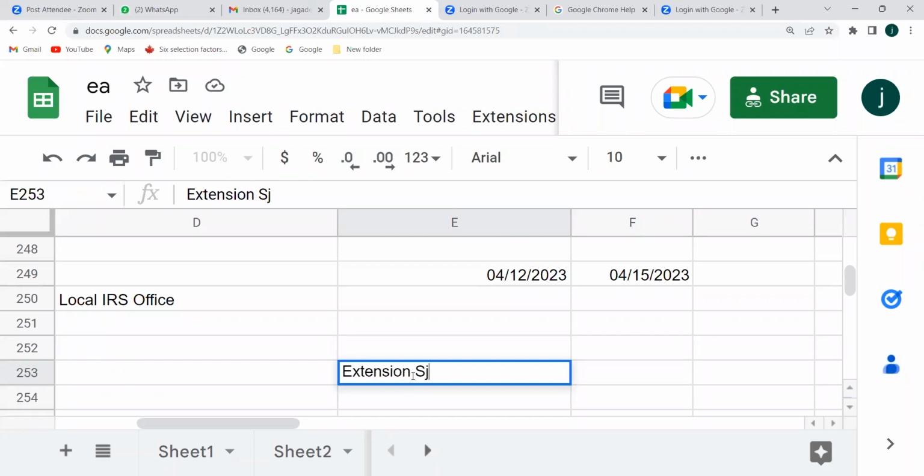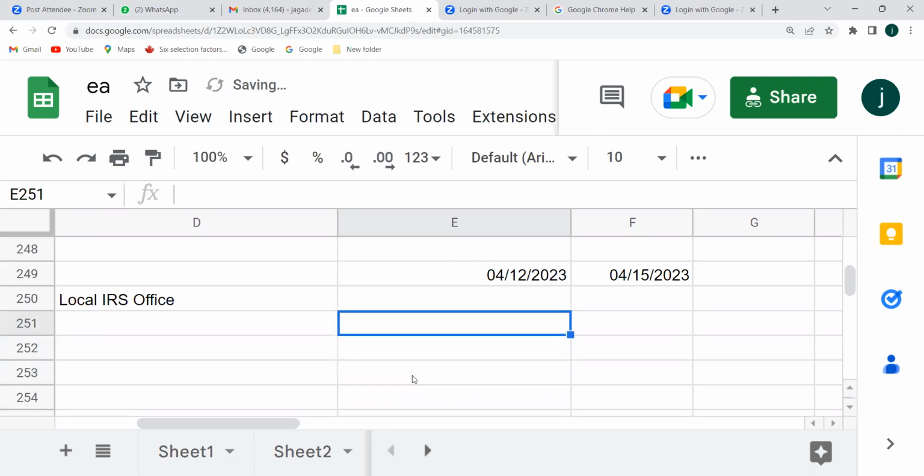We need to take the extension before 15th April only. If not done, then you need to pay penalties for late filing. What is the 5% penalty of what amount? The tax amount. 5% penalty of the taxes, the unpaid tax amount only. It will be covered later. Don't worry, we can cover those topics later.